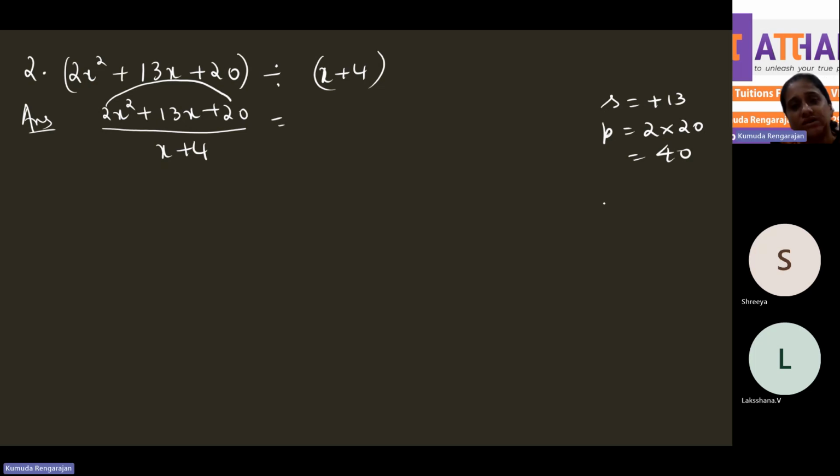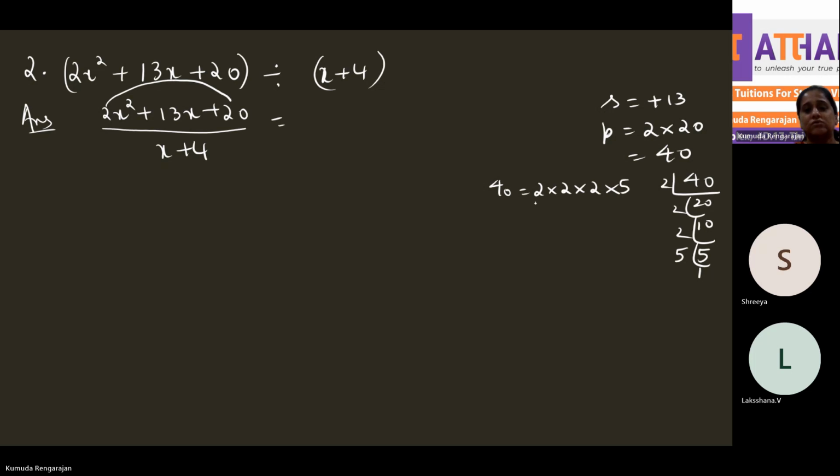Now, if it is not easy to guess the two numbers, you can find the factors of 40. 2 twenties are 40, 2 tens are 20, 2 fives are 10, 5 ones are 5. So 40 can be expressed as 2 into 2 into 2 into 5. Now use these numbers and find two numbers that satisfy the sum and the product. So you can see here 8 and 5, because 8 plus 5 is 13 and 8 into 5 is 40. So the two numbers that will satisfy the sum and the product are 8 and 5.